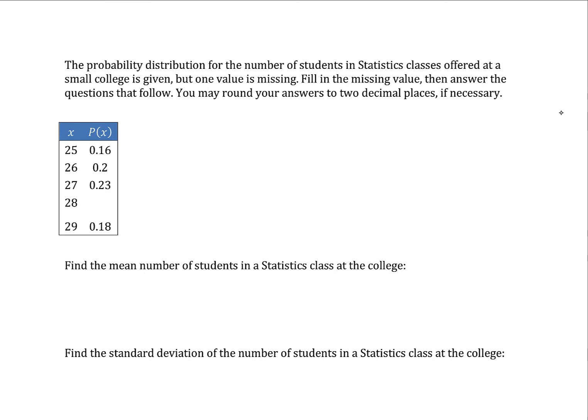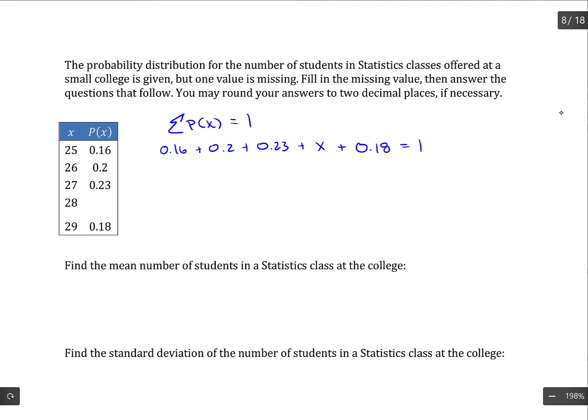In order to do that, we have to understand that for any probability distribution, all your probabilities must be values between 0 and 1, and the sum of all of your probabilities has to be equal to 1. So if the sum of my probabilities has to be equal to 1, then 0.16 plus 0.2 plus 0.23 plus some value, which I'll just leave as x for right now, plus 0.18, all has to add up to 1.